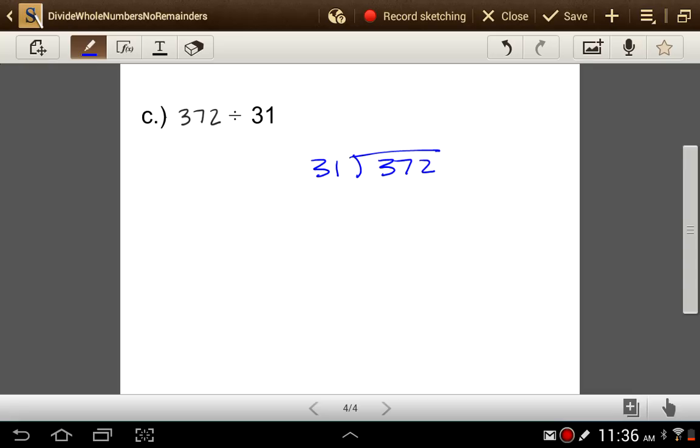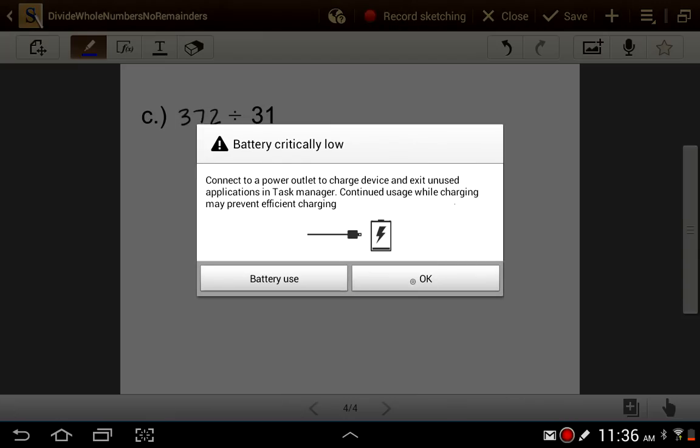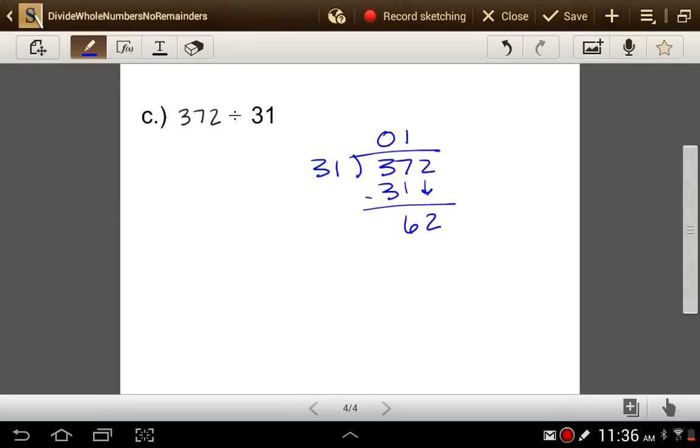All right, 31 does not go into 3, so that's 0. 31 goes into 37 once. That is 31. And when I subtract, 7 minus 1 is 6. 3 minus 3 is 0. I'm going to bring down the 2. 31 goes into 62. Oh, almost out of batteries. That goes in twice. 2 times 31 is 62. I subtract. 62 minus 62 is 0. And so my final answer is 0, 1, 2, or just 12. And that's how you have to do that.